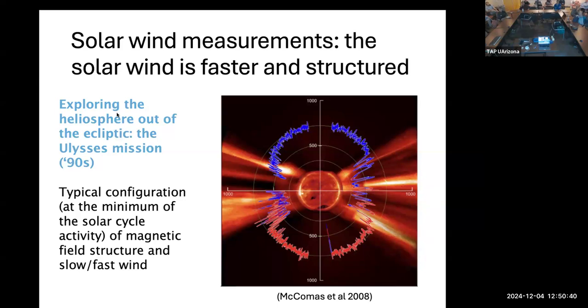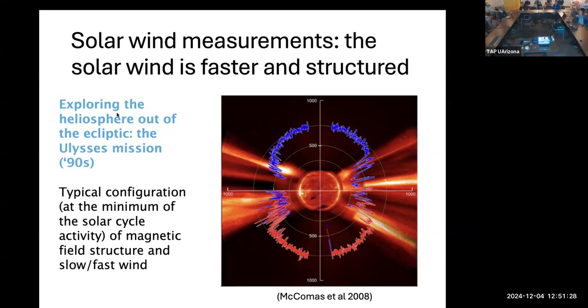And this is so far the only mission in a near-polar orbit around the sun. So this polar plot, in fact, is the result of multiple years of measurements that took to complete one orbit. The colors blue and red represent the dominant polarity of the magnetic field, outward or inward. And then this is superposed to a snapshot in time of a composite image taken from a white light coronagraph and EUV emissions. And this superposition has been done for the sole scope to guide the eye in making qualitative connections between wind structures and magnetic field structures.